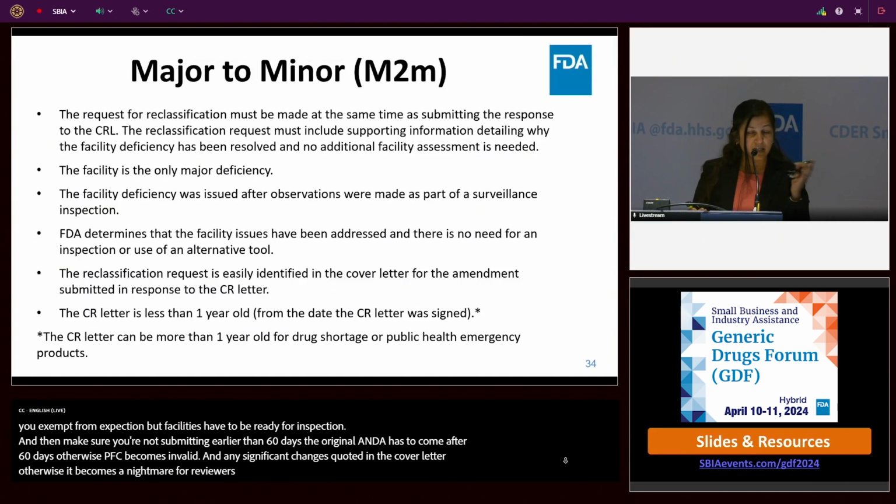Now, the second thing I wanted to talk about, major to minor. This is a new thing in GDUFA 3.